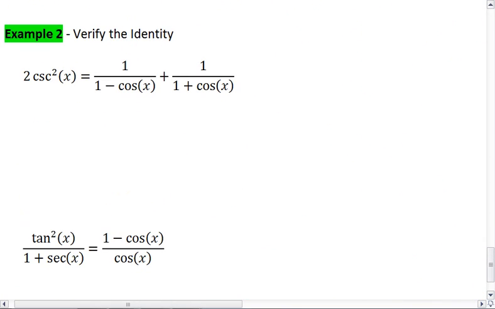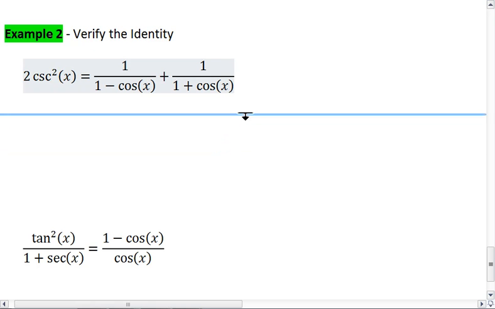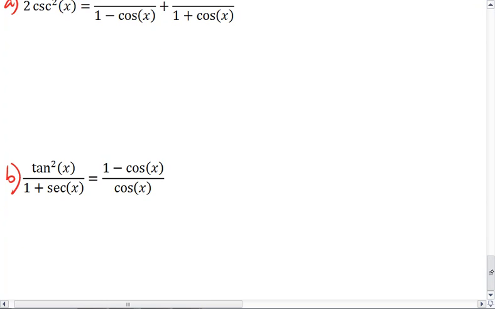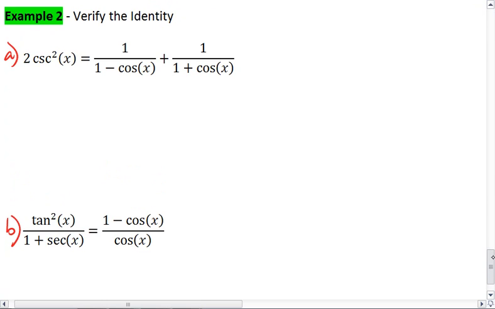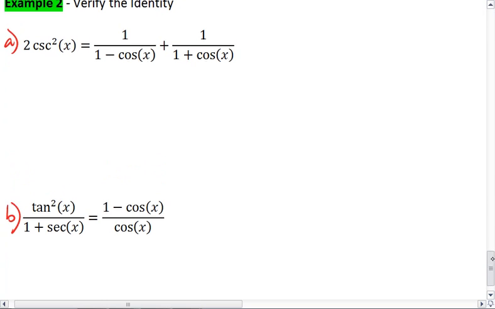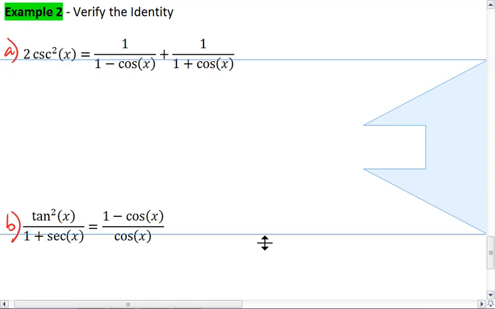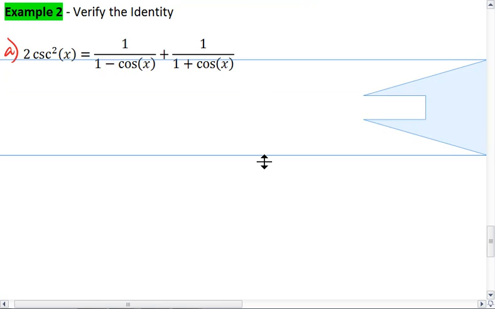Alright, let's try something else. Verify the identity. For these problems, just pick one side, and you're going to want to make it look like the other. Which side you pick really doesn't matter. You just want to prove that both sides are equal to one another. So we have two parts here. If you want to try these on your own first, please go for it. If not, if these are a little confusing, you want that guided practice, then just keep watching the videos and see what I do. Alright, we want plenty of space here.